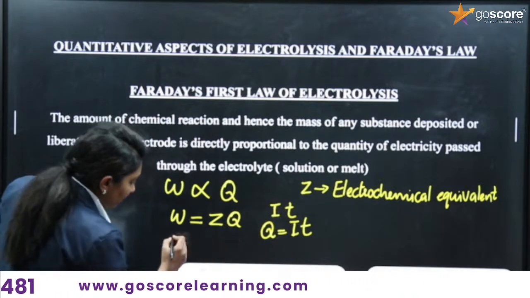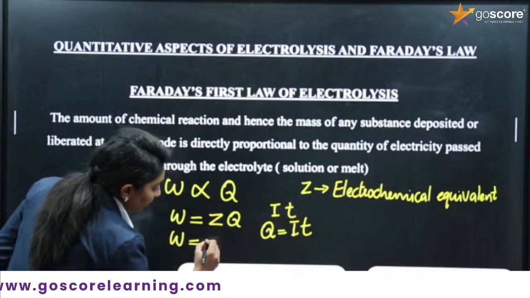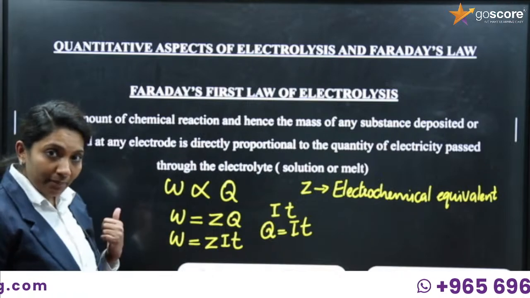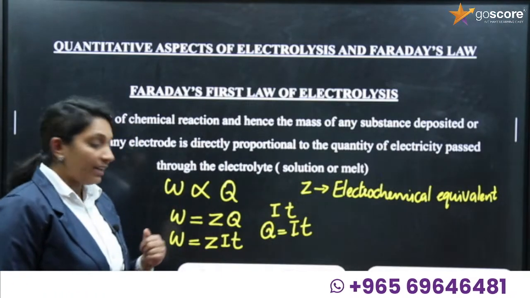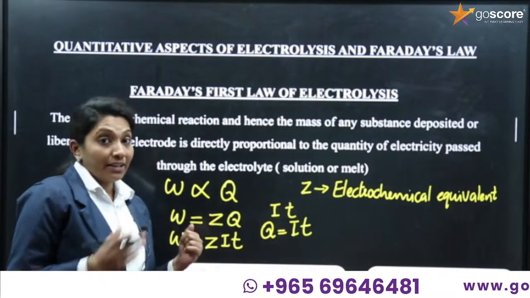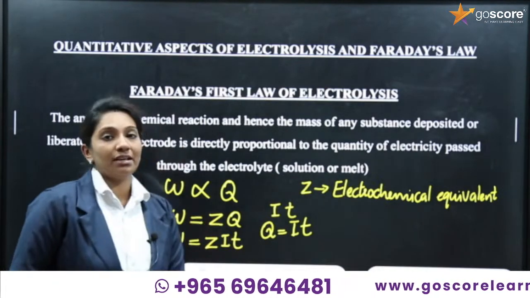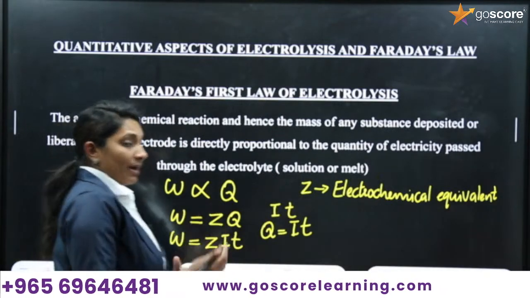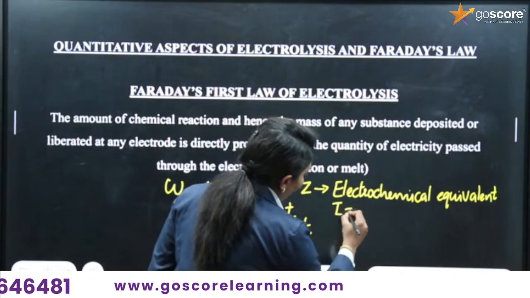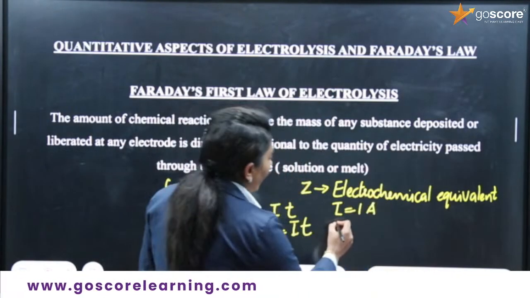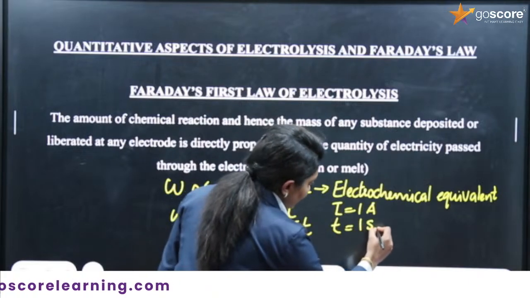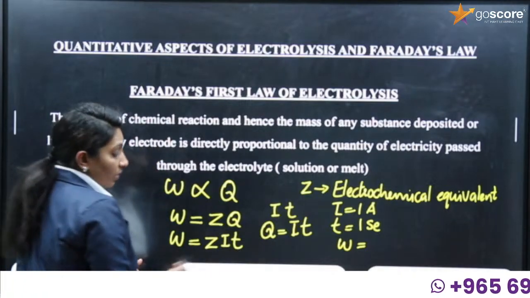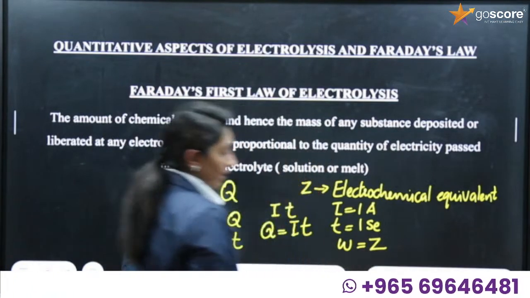If I apply this to the equation, what can I write? W is equal to Z into I into T, where W is the amount of substance, Z is the electrochemical equivalent, I is the current passed in ampere, and T is the time in seconds. Now let's see this I value. If I am passing 1 ampere current, I is equal to 1 ampere, and T is equal to 1 second, what will I get? If these two are 1, W is equal to Z, right?